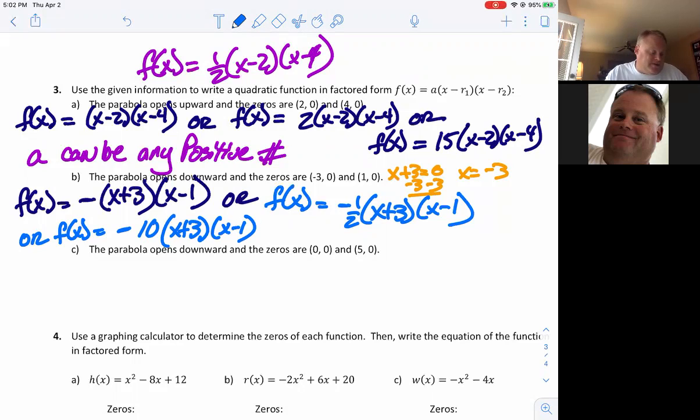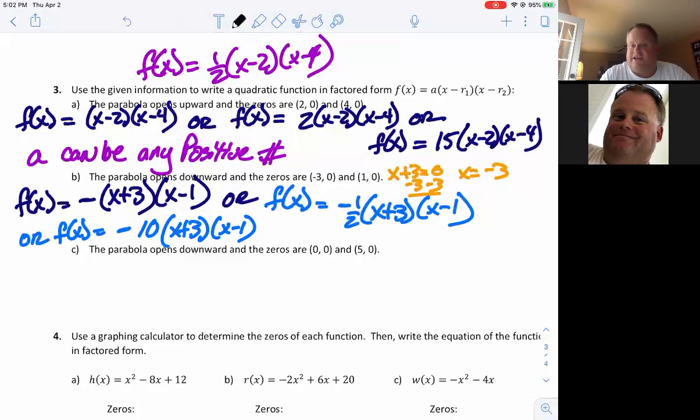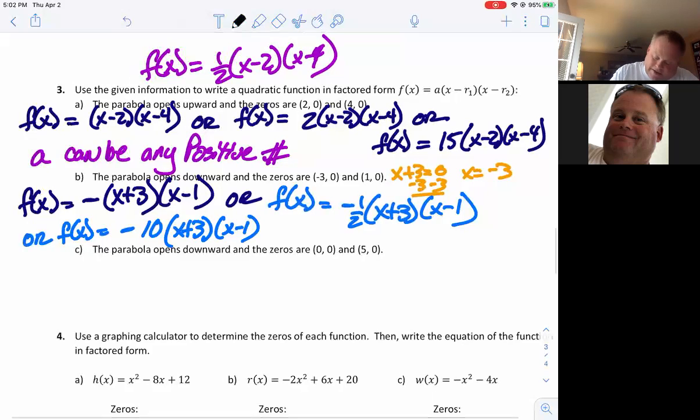Now, how about C? The parabola opens downward and the zeros are at (0, 0) and (5, 0). Now, this one's a little funky, okay, but not too difficult. Once you see it, you'll get it. We know that x has to be equal to 0 for one of them and x is equal to 5 on the other. So it's got to be x minus 5 in one of them. All right, so here's how we would do that. I'm going to write it as I see it, and it opens downward, so it's got to be a negative.